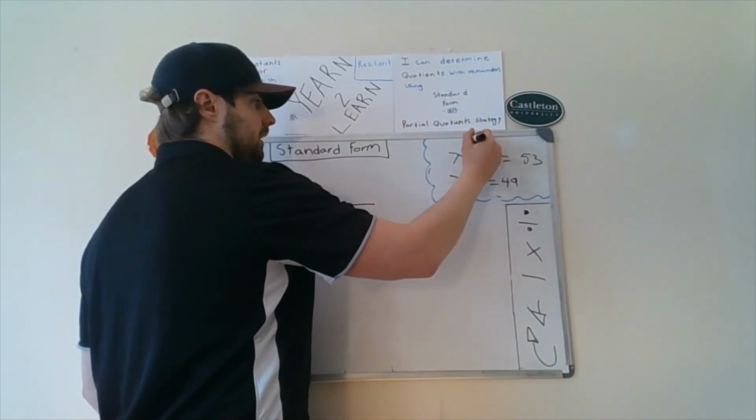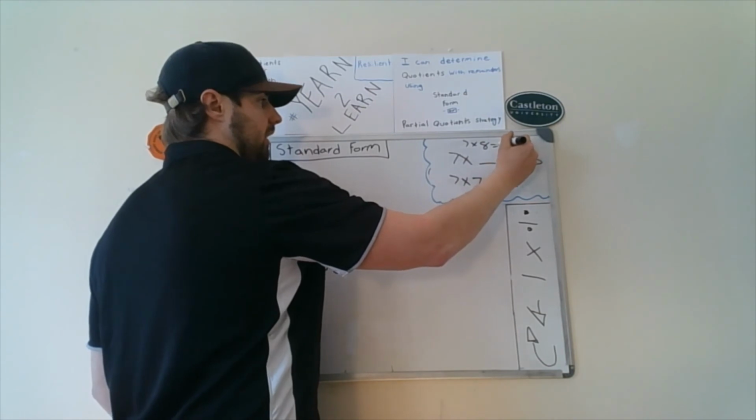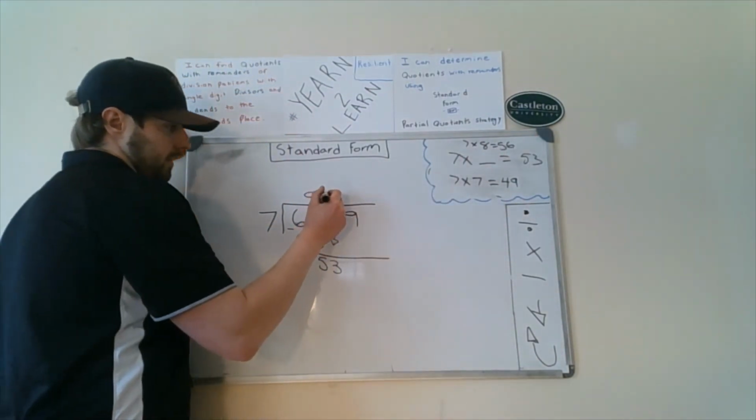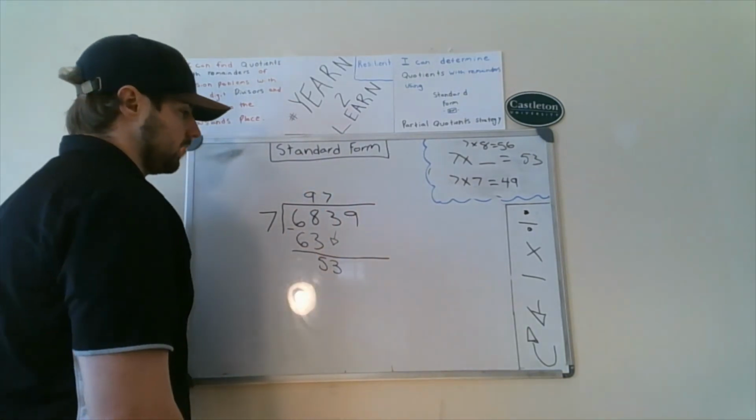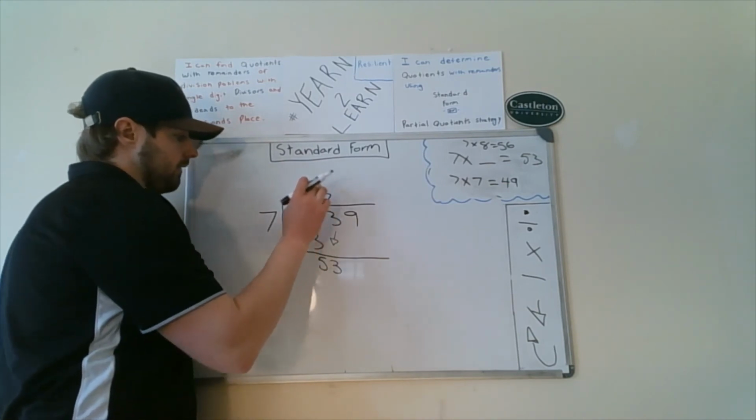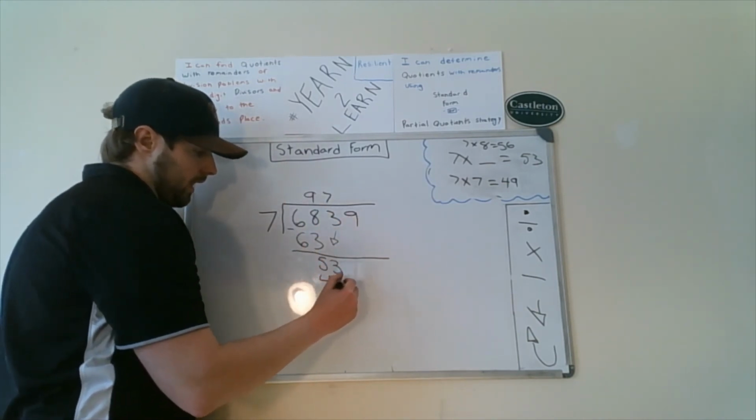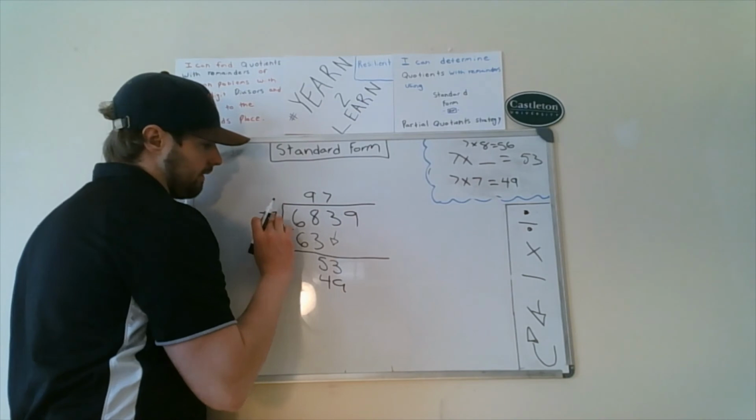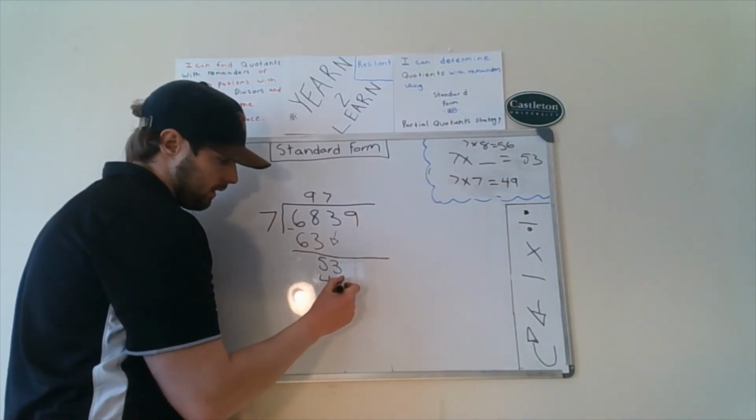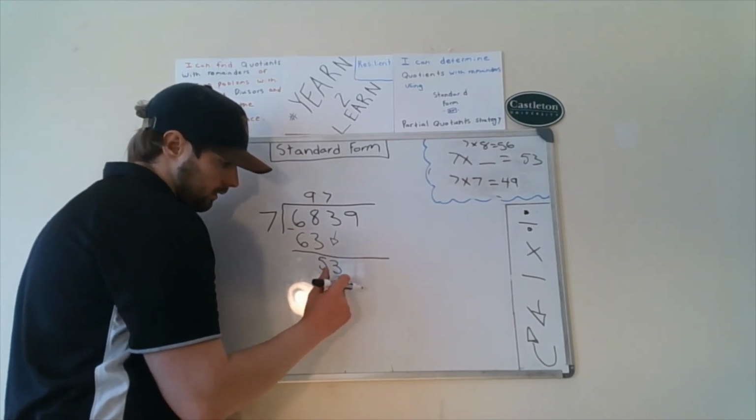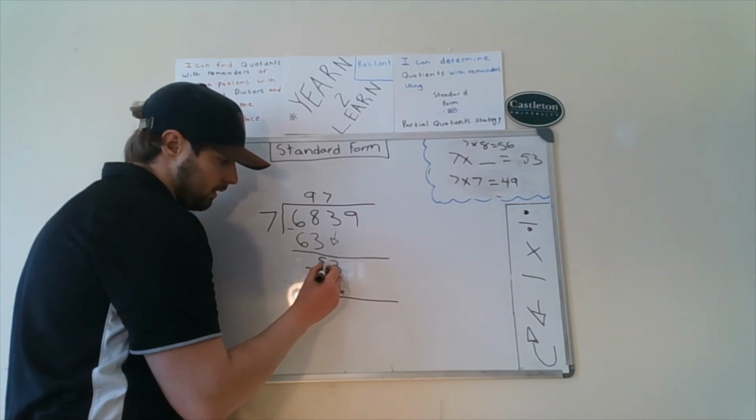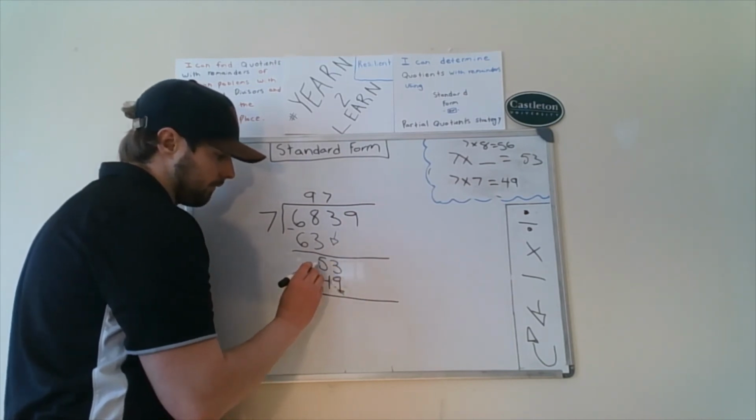I can't go 7 times 8. That would give me 56. Too much. 7 as my partial quotient is going to give me as close to 53 as I can. 7 times 7 is 49. I divided to get 7. I multiplied 7 times 7 to get 49. I'm subtracting 49 from 53.